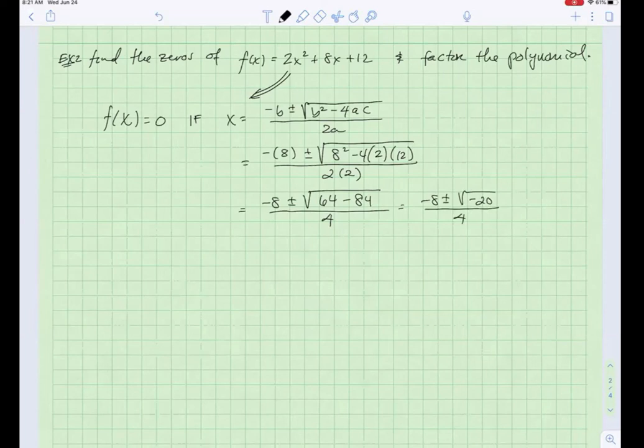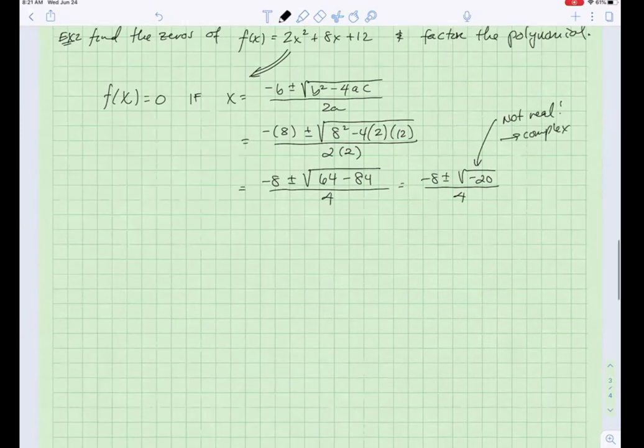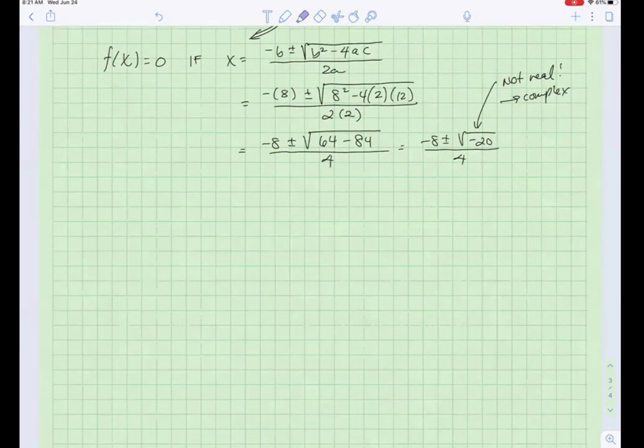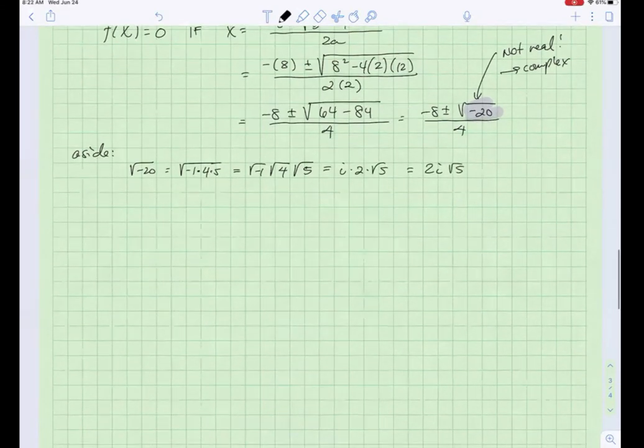Now again, this is not real. It will be complex, but you need to know how to simplify that. So, aside, the square root of negative 20 is the square root of negative 1 times 4 times 5, which is the square root of negative 1 times the square root of 4 times the square root of 5, which is i times 2 times the square root of 5, or 2i root 5.